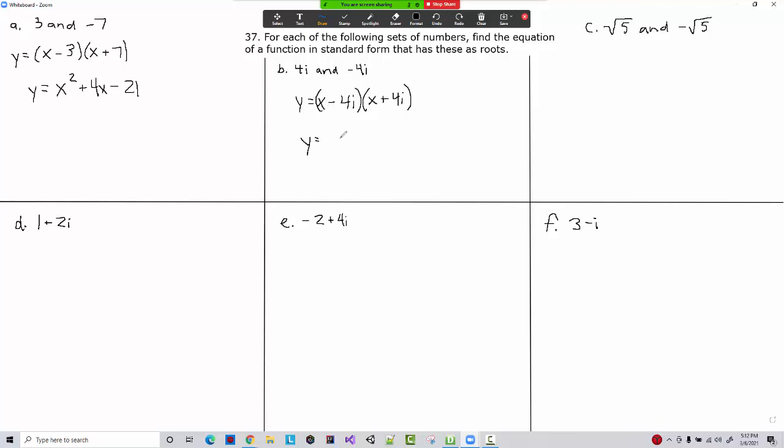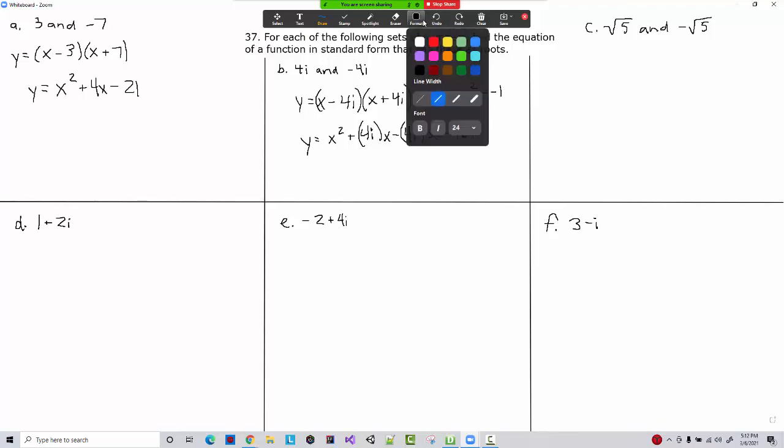We get y equals x times x is x squared. I have plus 4i x, so let's go ahead and write this out. Plus 4ix minus 4ix, and then I have negative times a positive is a negative, 4 times 4 is 16, and then i times i is i squared. If you recall, we said that i squared is also equal to -1.